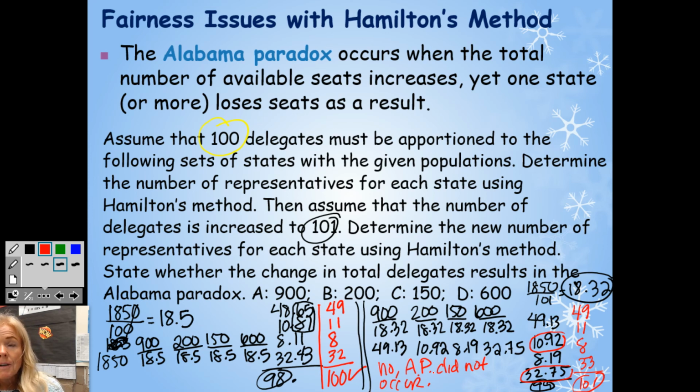And if there are more, then we take the highest fractions and add a delegate to each of the highest fractions one at a time until we're out of delegates. And then that's how many each state will get. All right, we do the same for 101. If a state loses a delegate, then we have to state that the Alabama paradox occurred.